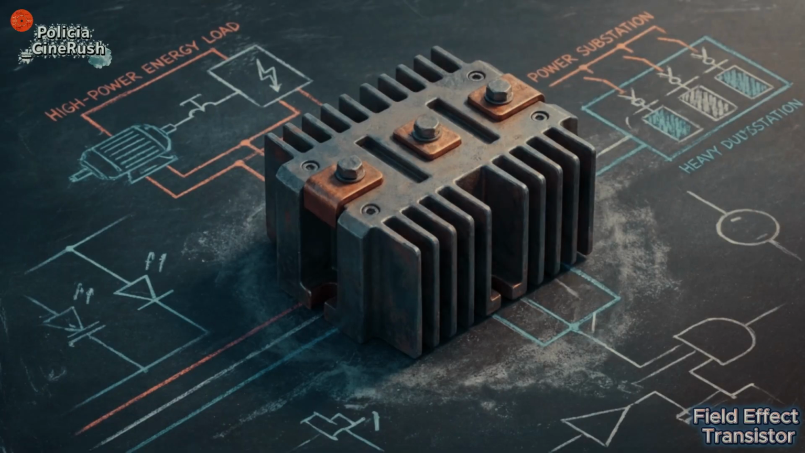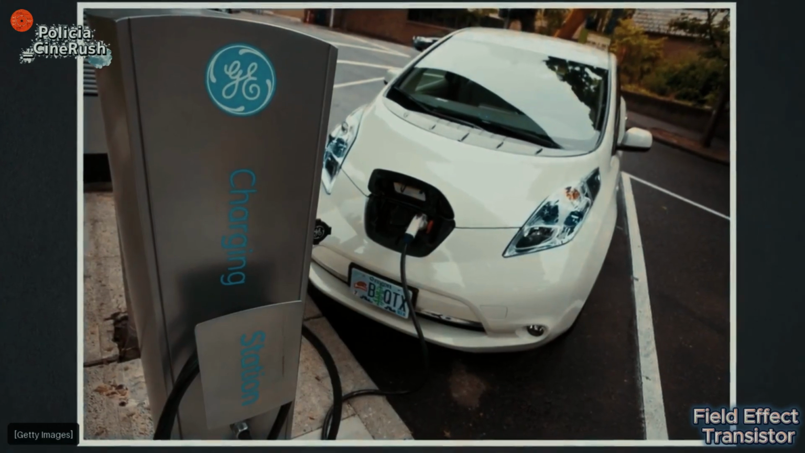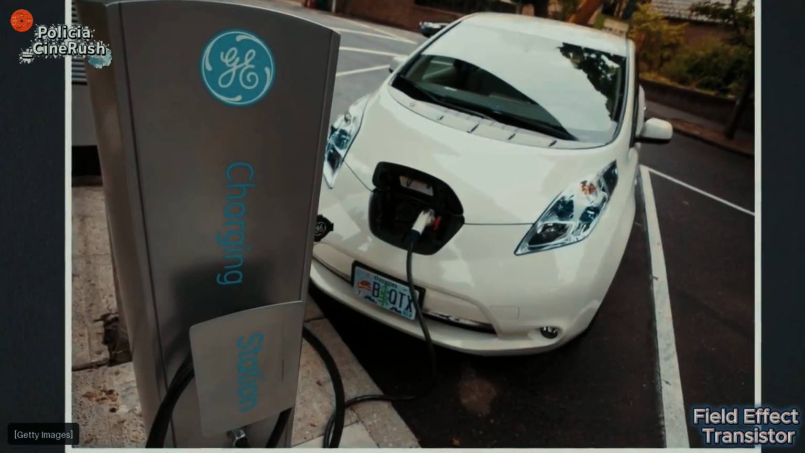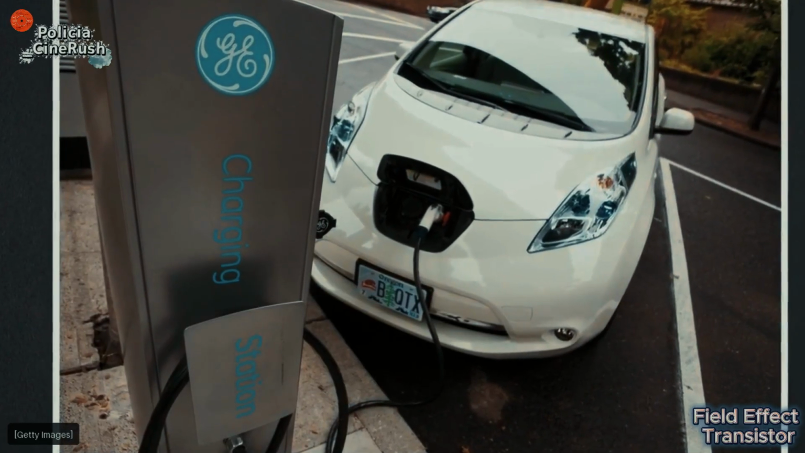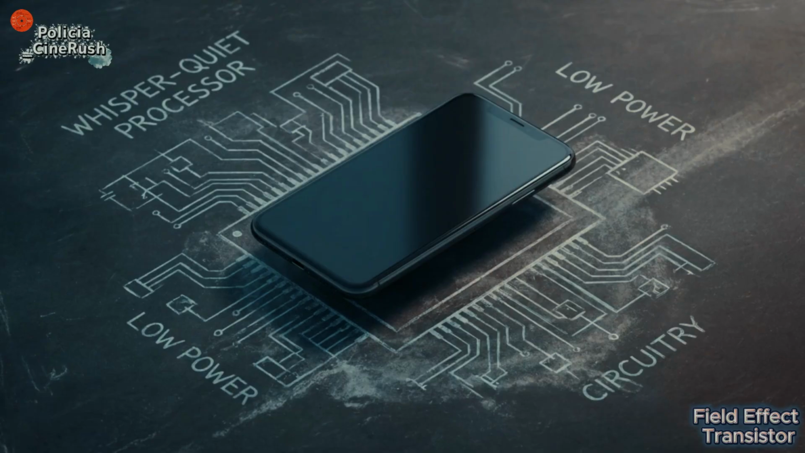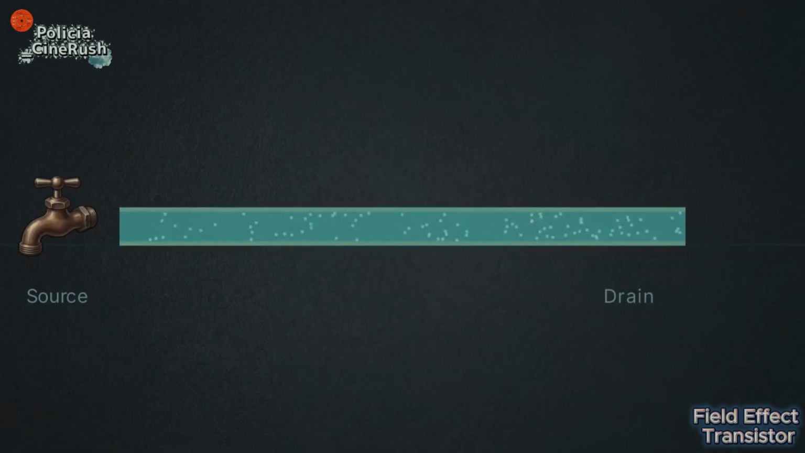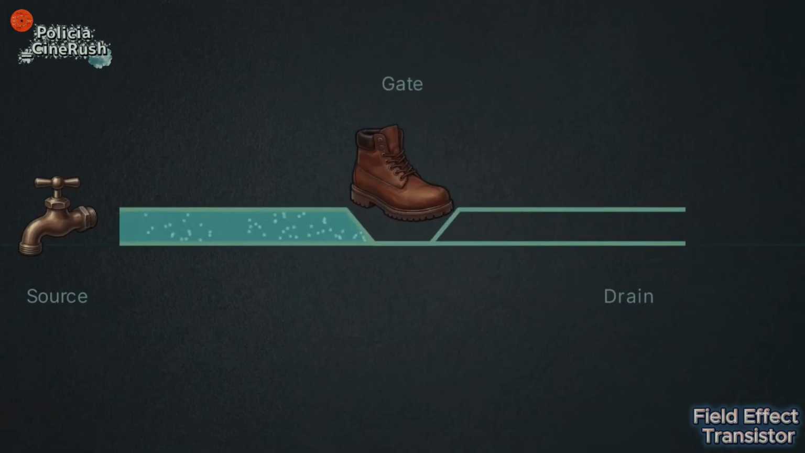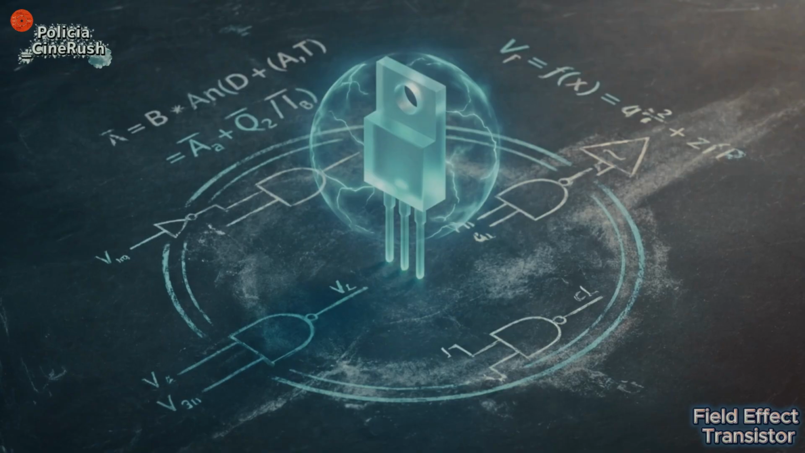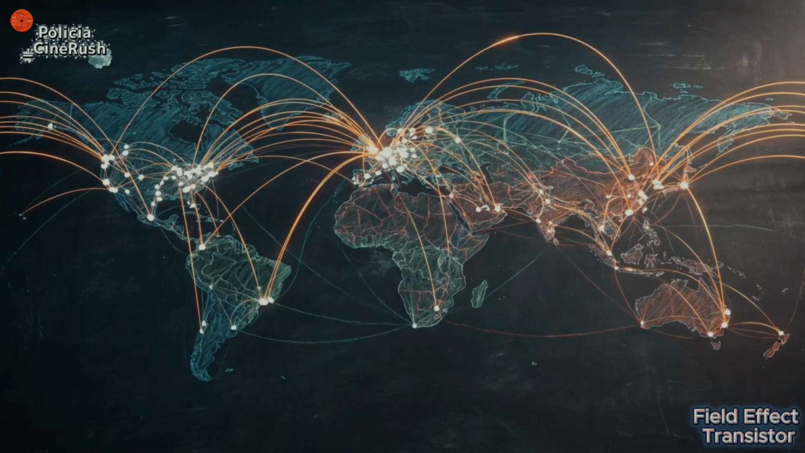And they aren't limited to microscopic signals. High-power, heavy-duty FETs are explicitly designed to manage the massive energy loads flowing through electric vehicle charging stations and industrial solar power grids. Whether it's a whisper-quiet processor in a smartphone or the heavy current of a car charger, the exact same physical logic is at work. The field effect transistor is simply an efficient, voltage-controlled gate. By mastering the electric field, it acts as the invisible heart pumping data through the digital world.